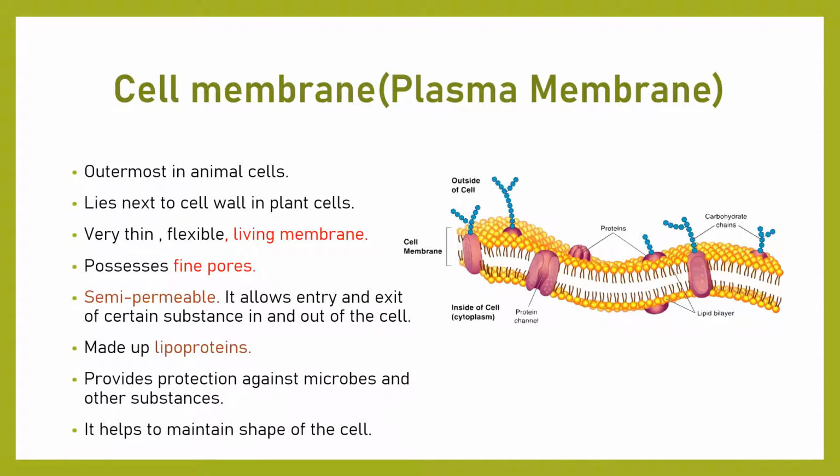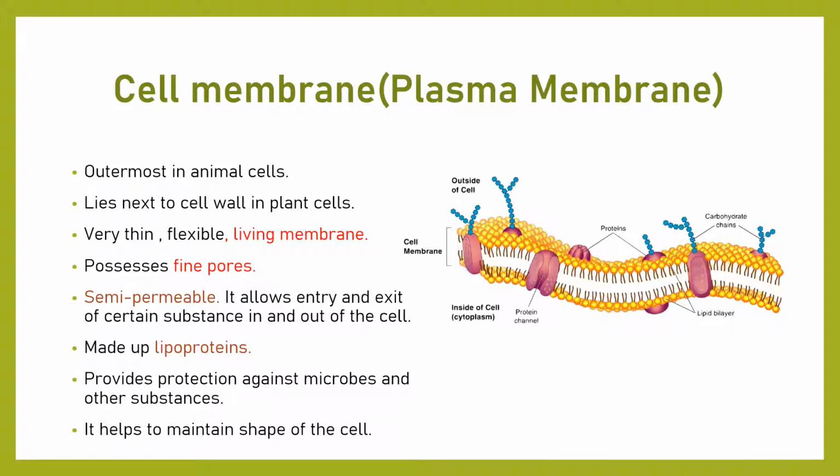Yes, this is the outermost membrane of the animal cell. Can you identify this? It is a cell membrane. It is also known as plasma membrane. In plant cells, this plasma membrane lies next to the cell wall. It is a very thin and flexible membrane. It is a living membrane and it has fine pores on it.